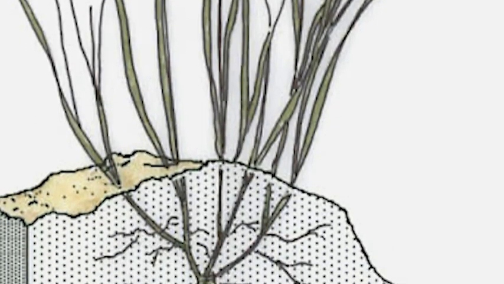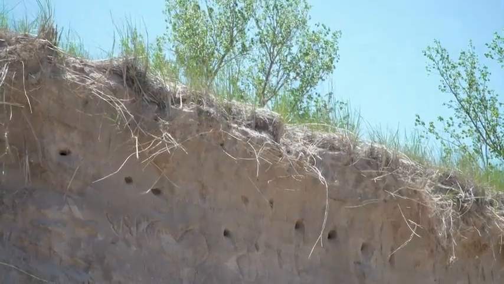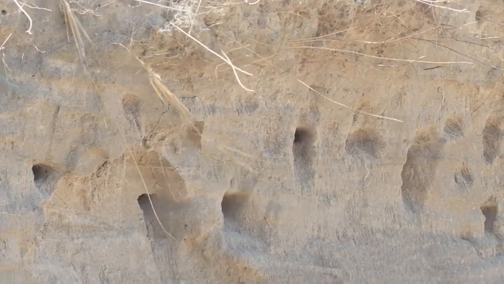Well, in succession, they're doing several things. First of all, they're stabilizing the dune while it's growing upward. And then their roots are going into the sand, and they're starting to add organic matter. And that's the first stage of forming a soil, which is going to develop in time as succession proceeds.